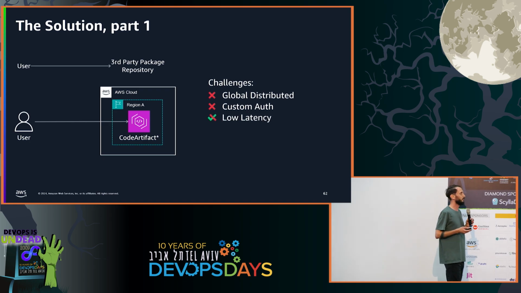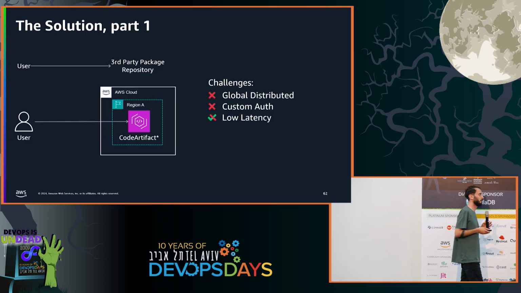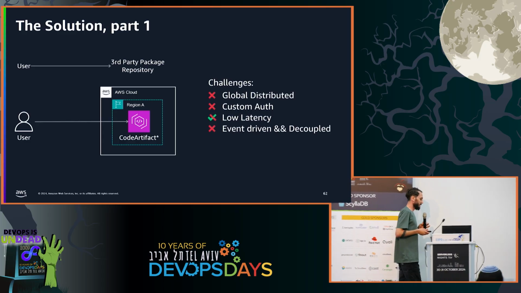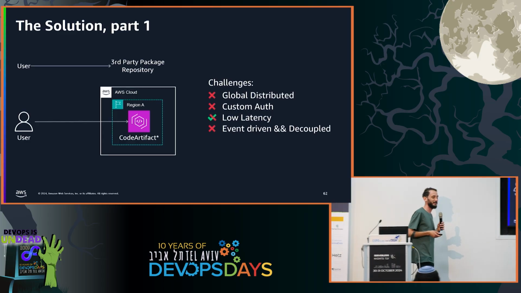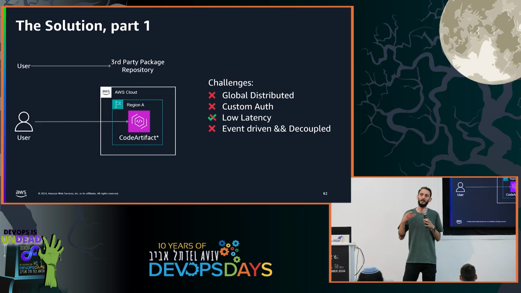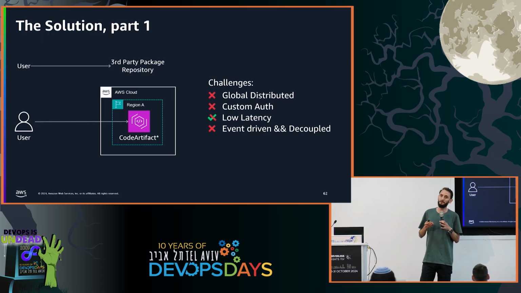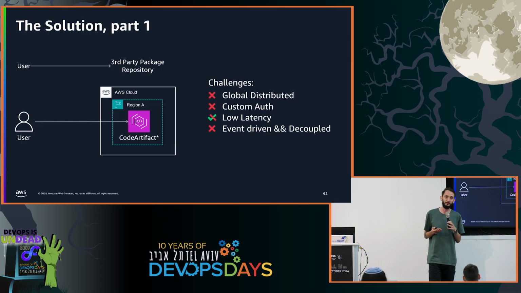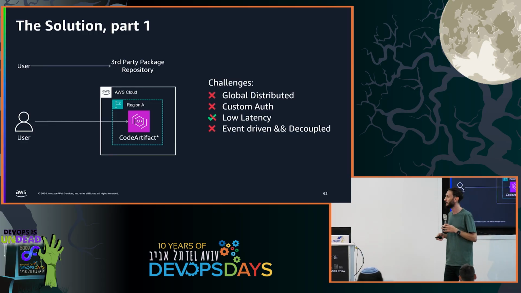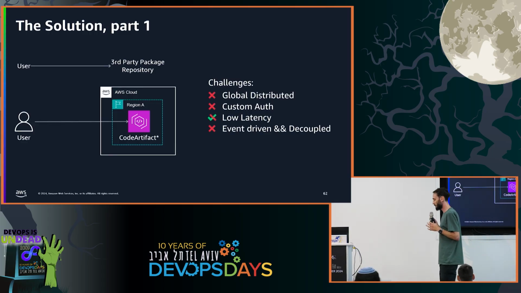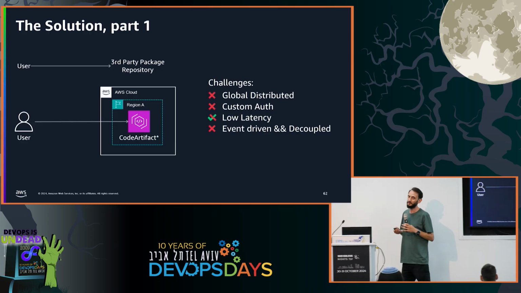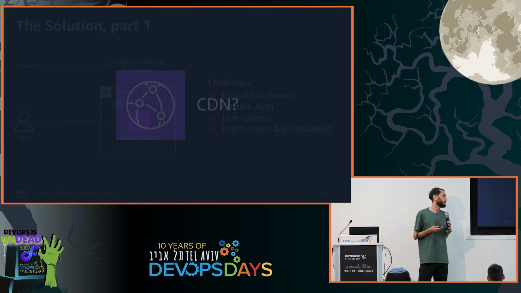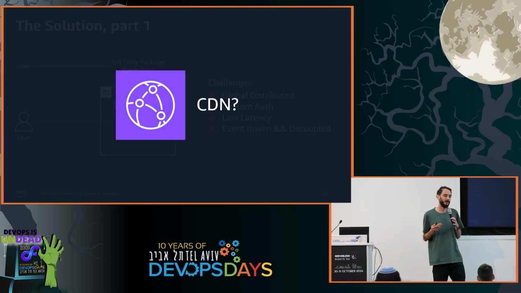And the latency is questionable, depending on where the user is coming from. And it's highly not decoupled, because now the end user of AppsFlyer needs to know how to use CodeArtifact. And we can no longer change CodeArtifact behind the scenes if needed. And when we saw all these red crosses and challenges, we thought to ourselves, maybe a CDN can help us here?